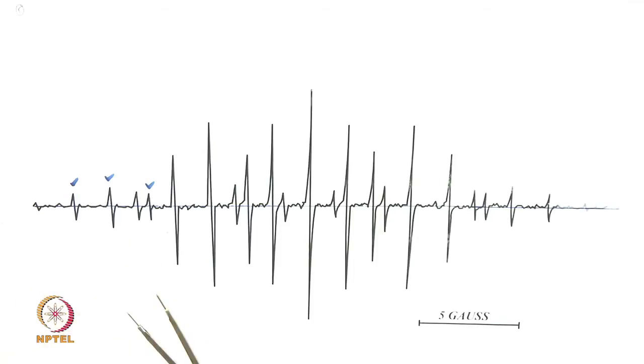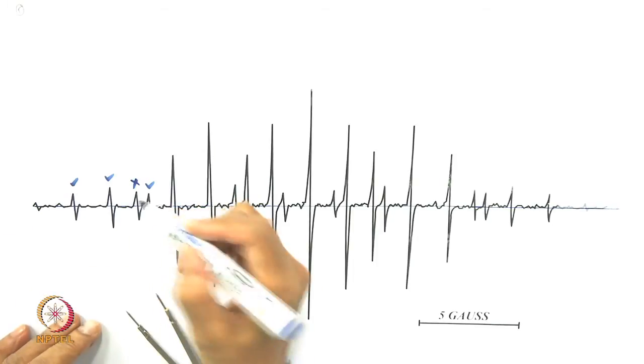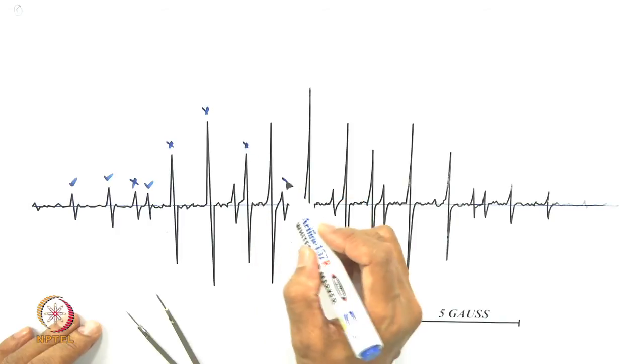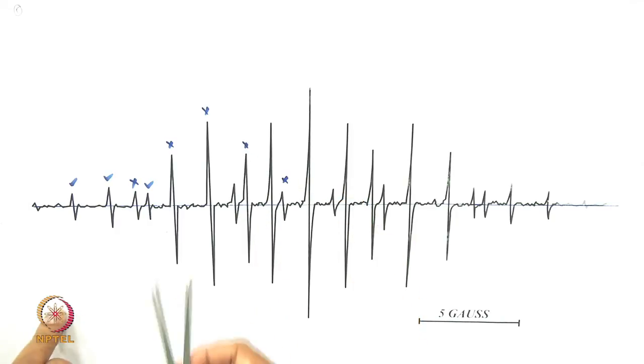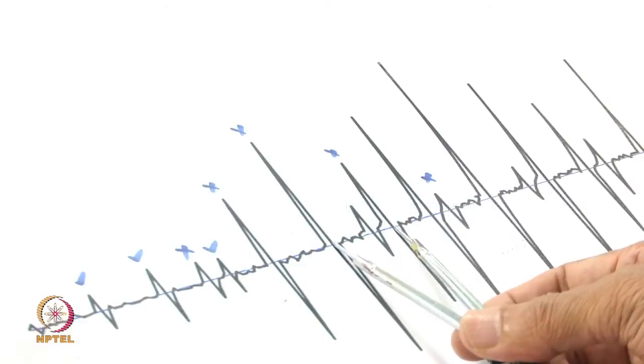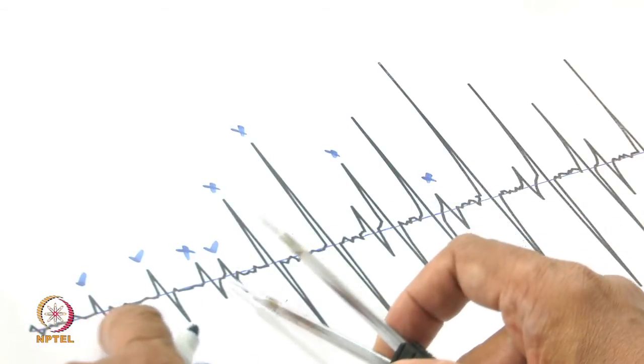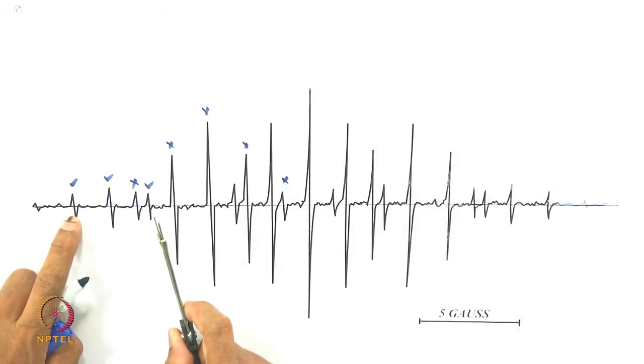Earlier this group had 3 lines. So, let us mark them as this, this, this, this and this. Let us check once again. This, this, this, and they are the same. So, I have got 5 lines in this group. Something is probably wrong here, something is missing here.